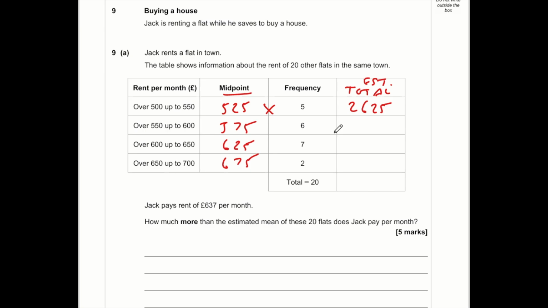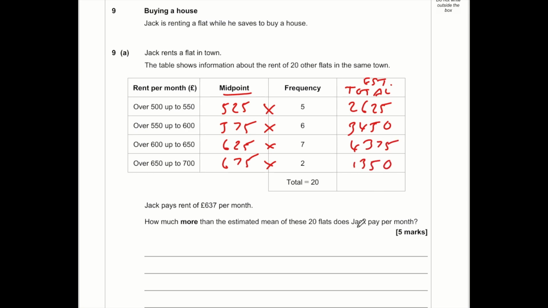2625. So I'm trying to explain this with quite a few words so that people can properly understand why we're doing a midpoint and why we're multiplying the midpoint by the frequency. A lot of people just automatically do a midpoint and multiply midpoint by frequency without really understanding why. I guess it's not the end of the world, but it does help if you have a bit more intuition about why we're doing these things. 575 times 6 is 3,450, 625 times 7 is 4,375, and 675 times 2 is 1,350.